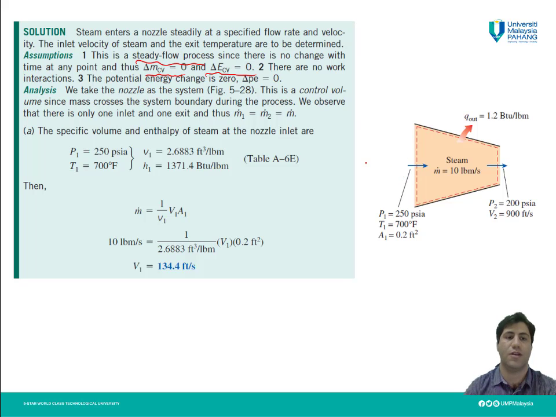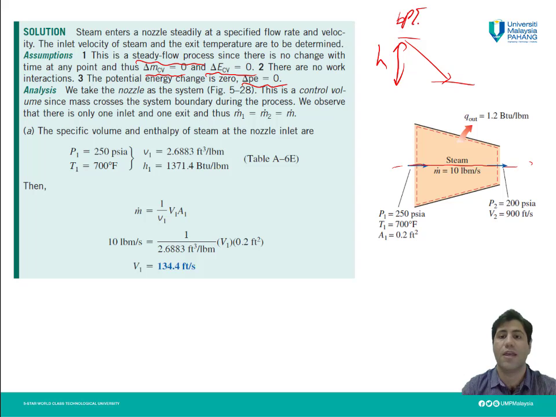The other assumption, which is obvious, and assumption number 3, the potential energy change is zero. Delta PE is zero because the flow comes in here, goes out, with no change in the elevation. As you know, the change in the elevation is only due to the change in the height. If it was like this and we have h, then we can discuss the change of the potential energy. But here generally we can assume that delta PE is equal to 0.